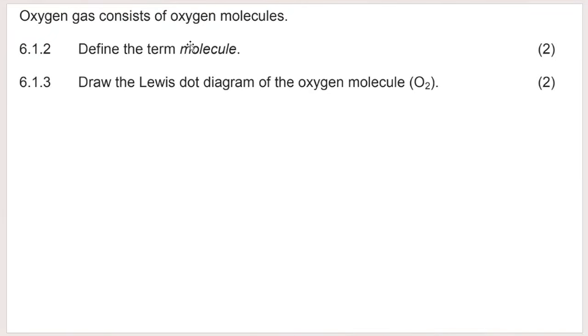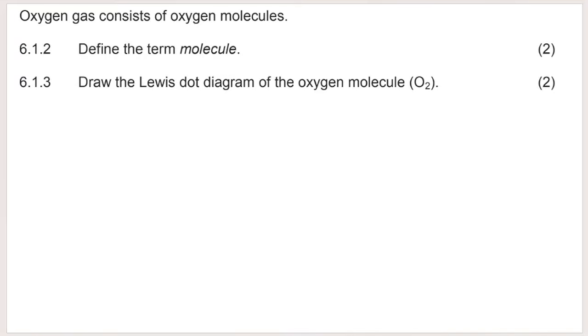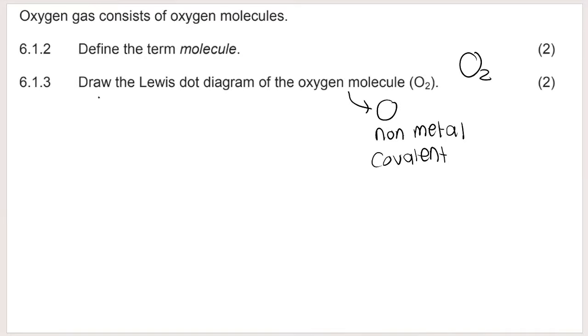Oxygen gas consists of oxygen molecules. Define the term molecule. So a molecule is a group of 2 or more atoms that are covalently bonded, and it functions as a unit. The next question wants me to draw the Lewis dot diagram for the oxygen molecule. Now you need to know that oxygen molecule, they say O2, so that's great. We know that oxygen is a non-metal. So we know therefore that O2 will be a non-metal bonded to a non-metal, therefore we'll have covalent bonding. So we know that when we see our final Lewis dot diagram, we're going to see that of a covalently bonded molecule, not an ionic formula unit.